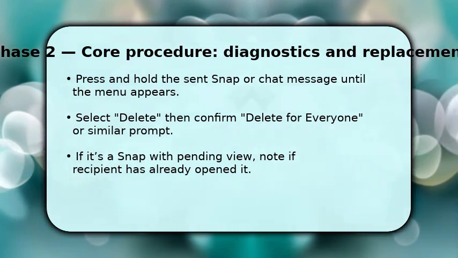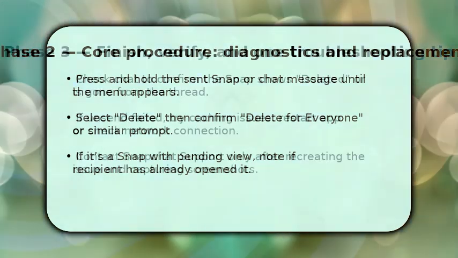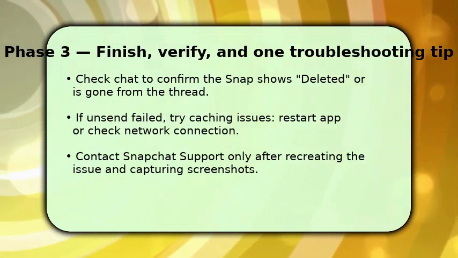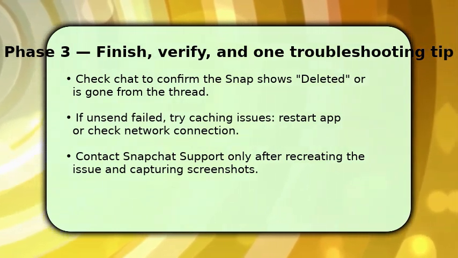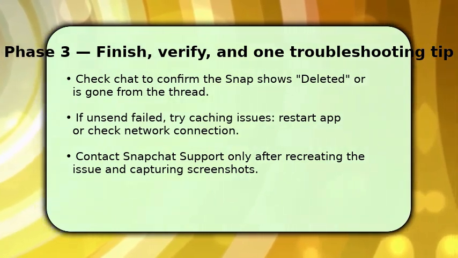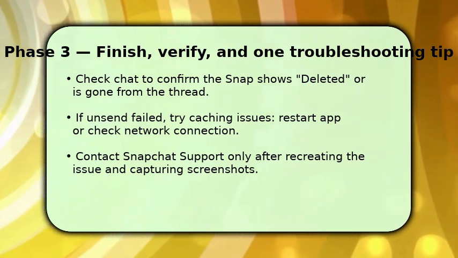After confirming deletion, refresh the chat. You should see a notice or the message removed. This verifies success. If the snap still appears or the recipient views it, restart the app, toggle Wi-Fi or mobile data and try again. Sometimes caching delays the update.